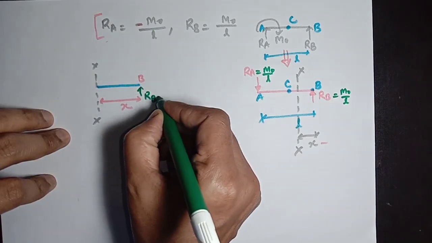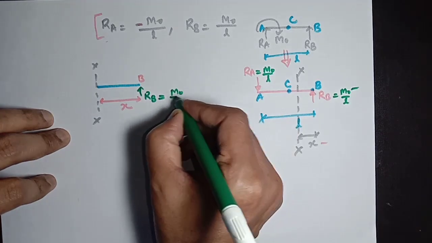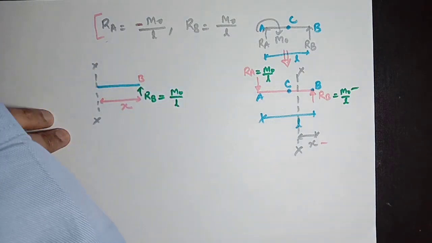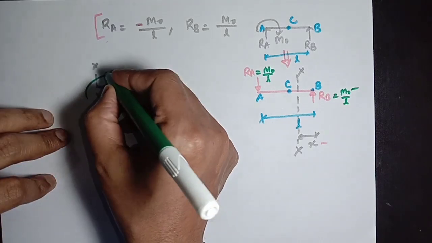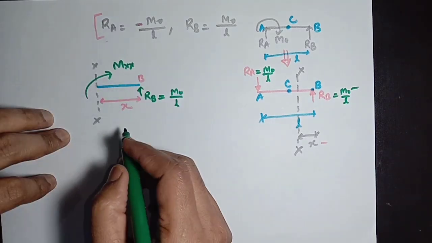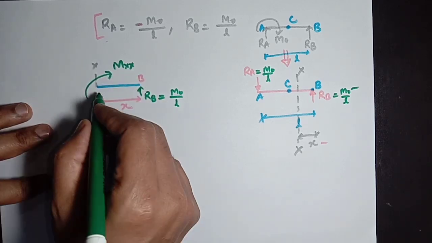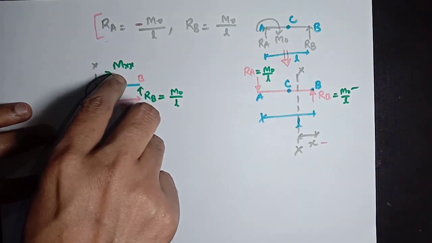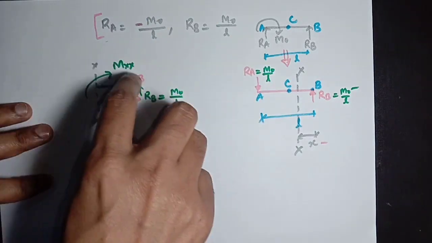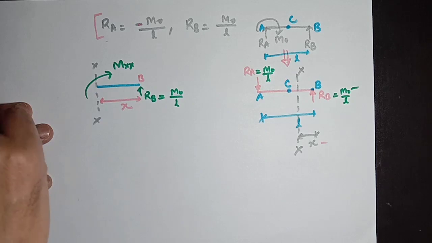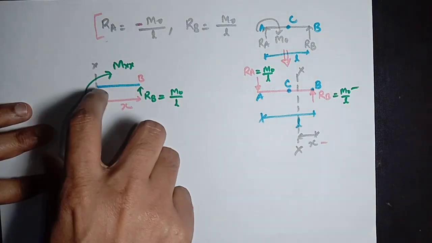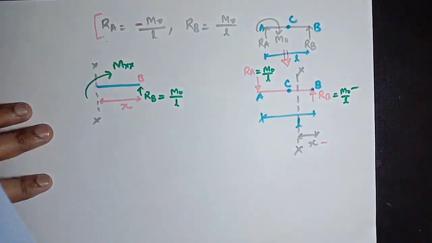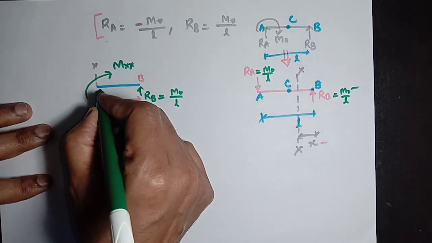RB is acting in the upward direction here, and its value is M0 divided by L. We need to find the moment at section XX. Let's suppose there is a moment MXX acting at section XX, which is at a distance of X from point B, and I have taken it, as per my initial observation, in the clockwise direction. We are going to take moments about this section XX. Therefore we are taking another point; suppose this point is D.